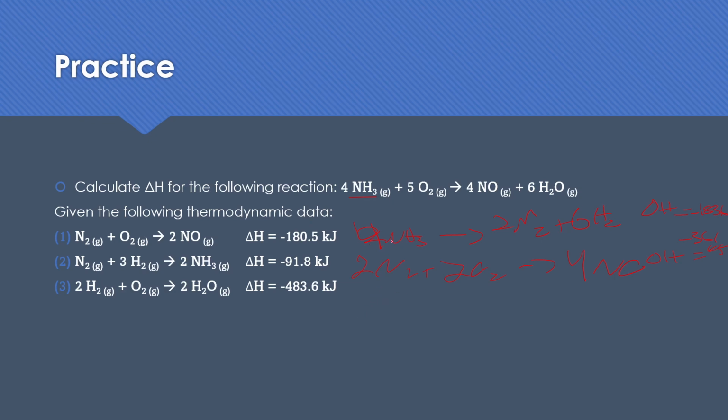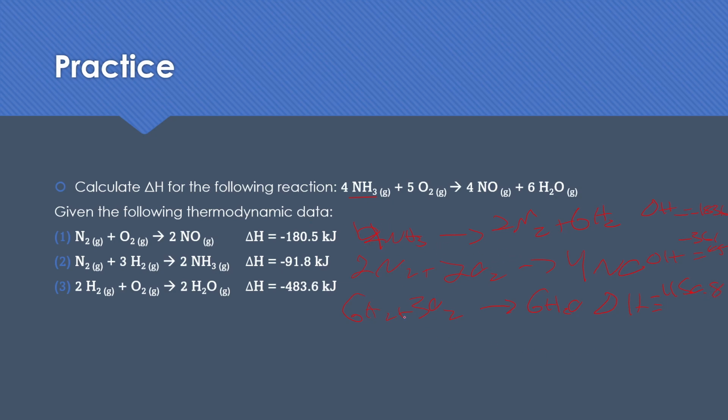Okay. And then finally the waters. I need 6 waters. So I have waters on the right side, but I need 3 times as much. So I'm going to triple this. So 6H2 plus 3O2 gives me 6H2O. Delta H is going to be equal to negative 483.6 times 3, or negative 1450.8.